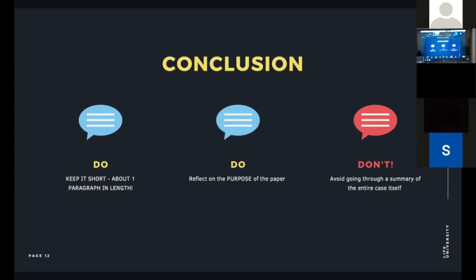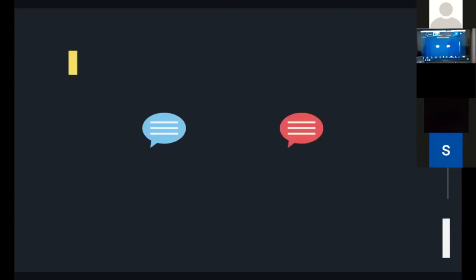And in that paragraph, the number one thing you want to do, as listed here in the middle, is to reflect on the purpose of the paper. That ties back all the way to the beginning of your introduction, which is insanely important. They should understand, okay, in the conclusion, this is exactly why we did this, and the reader should really make sense of that. The biggest don't here is to avoid going through a summary of the entire case itself, because you have to remember they already read your methods, they already read the discussion, so keep this really, really concise.